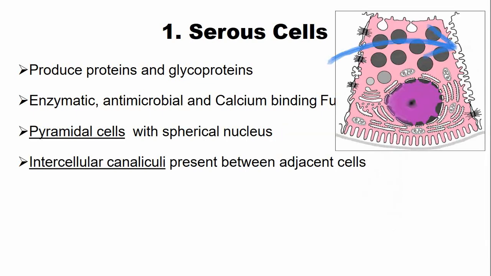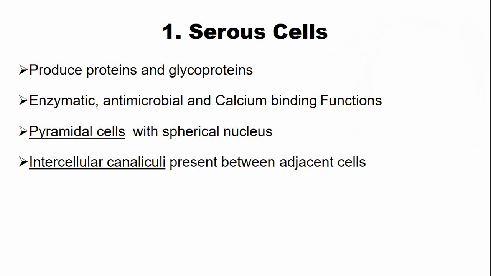A small slit-like space known as the intercellular canaliculi is sometimes present between the adjacent cells, and these canaliculi contain short microvilli. You can also see in the picture that there is a small slit-like space, which we call the intercellular canaliculi, present in the serous cells.